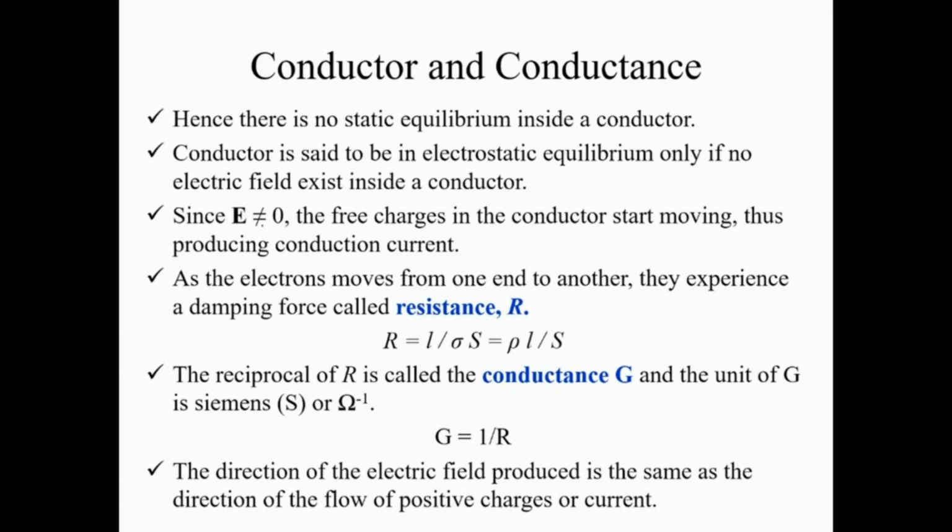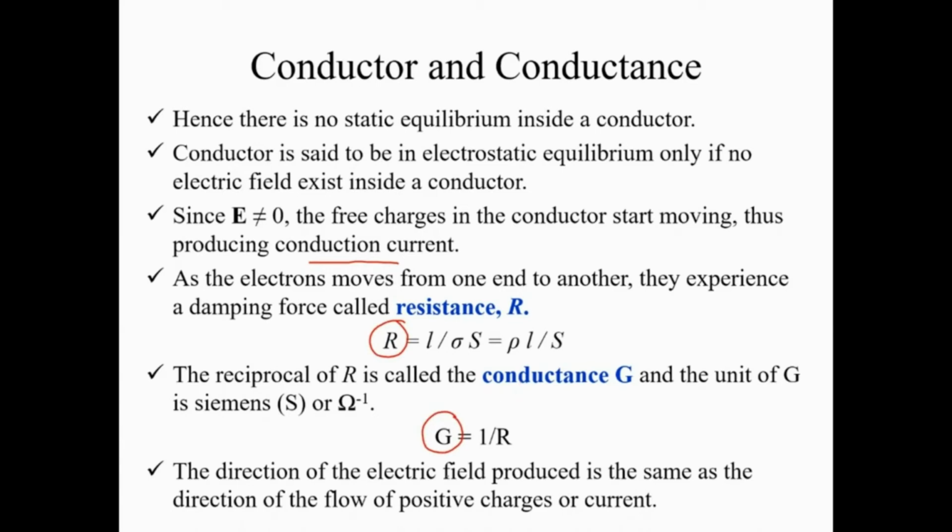Since E is not 0, the free charges in the conductor start moving, thus producing conduction current. When there's charge moving, you have a conduction current. So you can calculate the resistance, and also the conductance, by referring to all these parameters.